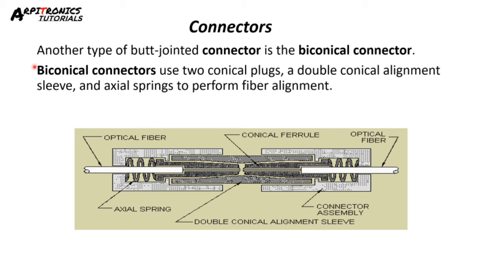Another type of butt joint connector is known as the biconical connector. Biconical connectors use two conical plugs, a double conical arrangement sleeve and an axial spring to perform the fiber alignment. Here, instead of a cylindrical ferrule, a biconical or conical alignment sleeve is there. Then the connector assembly is there, and the axial spring is there. This is the optical fiber which is connected temporarily here.